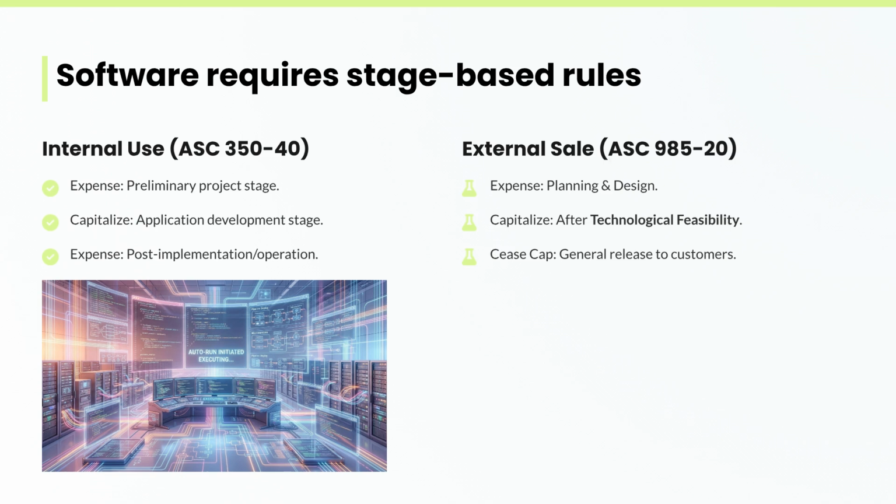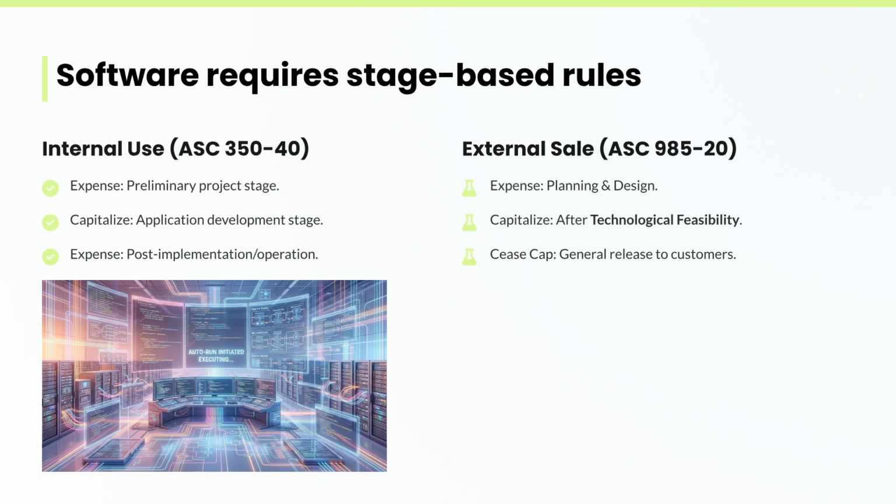Software development is the big exception to the R&D expensing rule, but US GAAP treats software differently depending on what you plan to do with it. If the software is for internal use under ASC 350-40, you expense costs during the preliminary stage, capitalize costs during the application development stage, and then go back to expensing costs once it is operational.